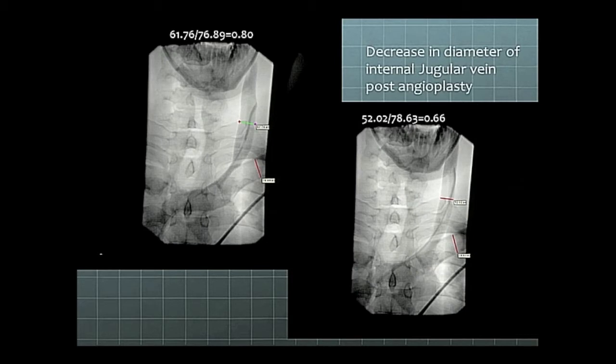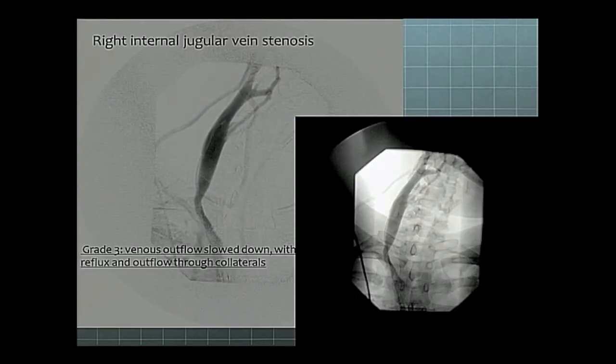This is a left internal jugular vein. I've used the clavicle here as a reference, so you can see pre-angioplasty, here's the stenosis. Pre-angioplasty, the internal jugular vein was 80% of the size of the clavicle. Post-angioplasty, you can see improved diameter, and now it's down to 66%. You don't always see that, but if you do, it helps you be confident that you've successfully treated the stenosis. Example of a grade 3: stenosis down here with filling of collaterals.